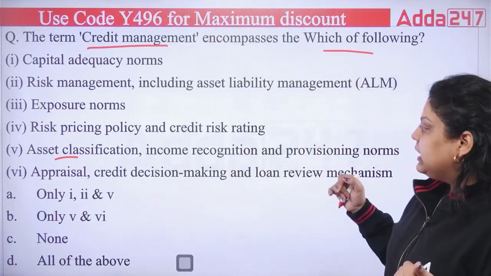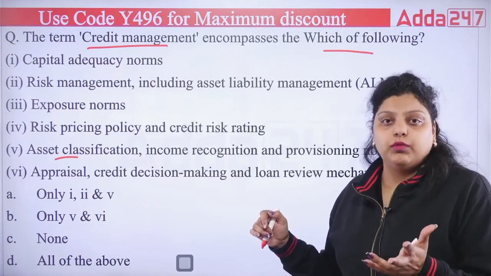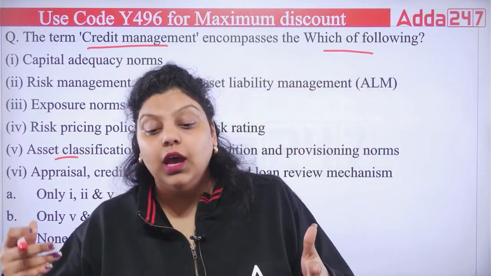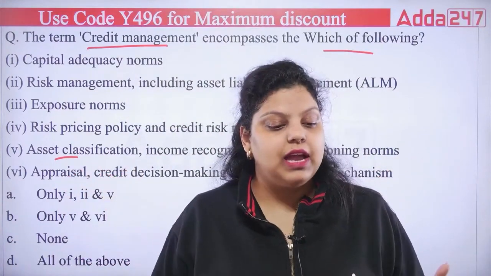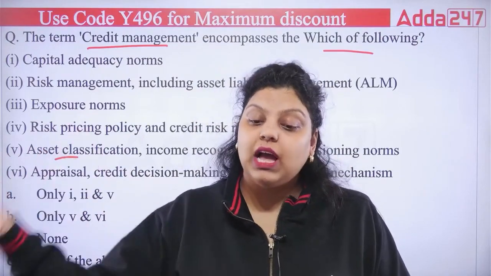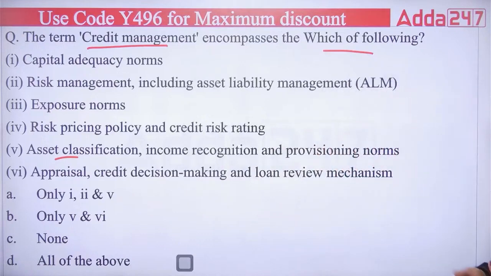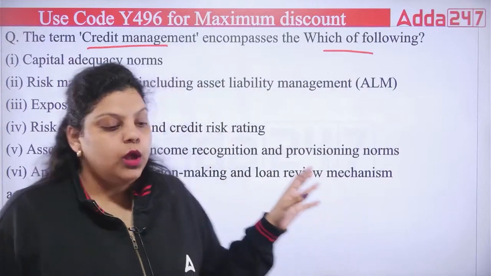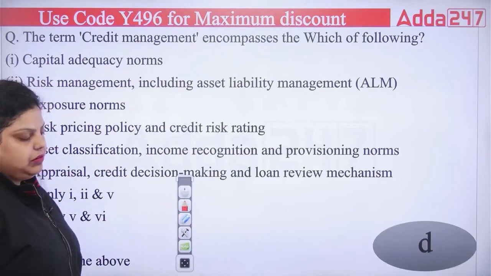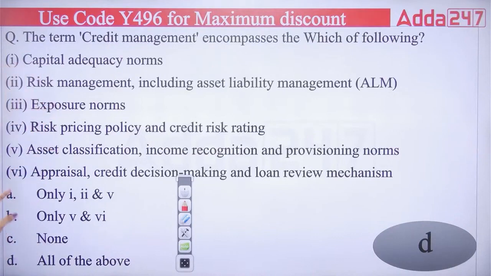So this is the asset classification you have. Income recognition means finding out how much profit you are having, the revenue of a bank after removing the costs and everything. Provisioning norms are the norms which we have given to the banks after analyzing the situations, to minimize the risk of loss in the banking system. Then appraisal, and credit decision making by the management. Loan review mechanism means when the review of a loan should be done and on what basis. All of the above are encompassed when it comes to credit management. So the right answer will be D, all of the above. All these are part of credit management.